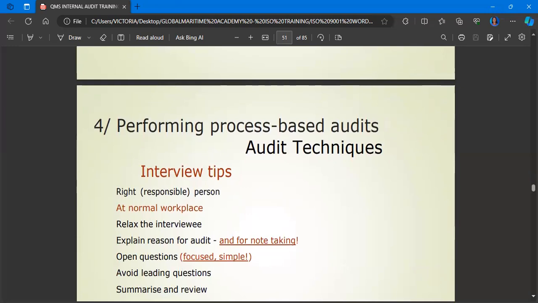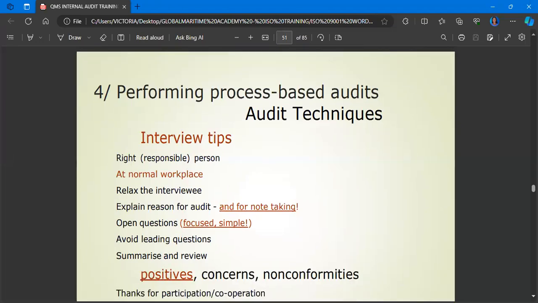Interview tips: the right responsible person. At a normal workplace, some people, at the mention of the word audit, are tense. So when you get into such a place, you have to first and foremost ensure that the auditee is calm. If you need to crack a joke or tell a story for the auditee to become calm before you go into the audit proper, you have to do it, because you cannot get the best out of the audit session if the auditee is already tense. You won't get the best.